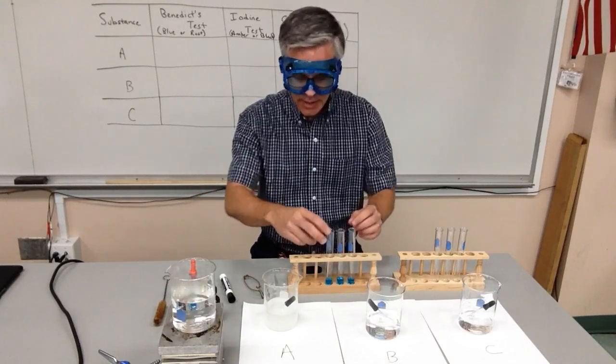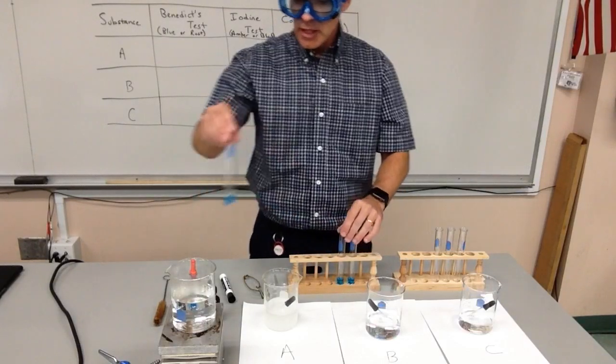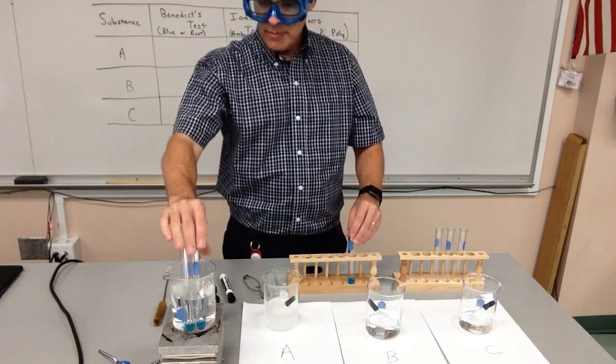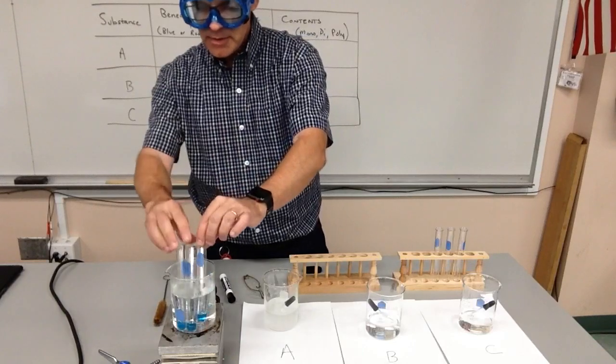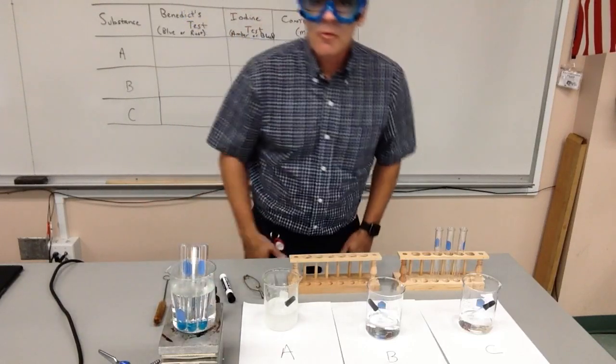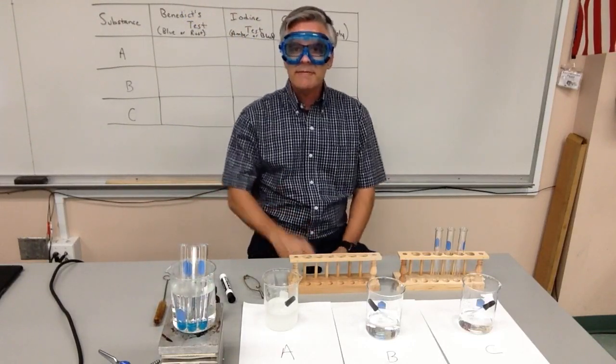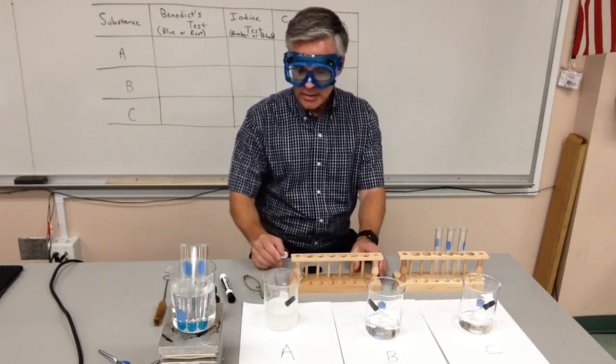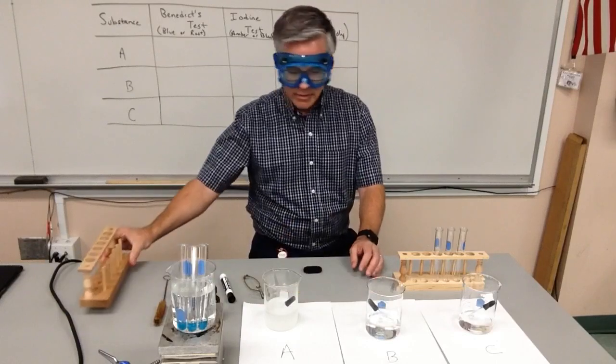So we're going to take these and keep them in order so I can keep track of which one is which. This one over here is going to be A. My next one right next to it will be B. And my third one right next to that will be C. I'm just going to let them sit there in that warm water while I do the iodine test, because that takes about 5 minutes or so. So we'll let that sit there, and we'll do the iodine test next. Okay? So let me put this off to the side.